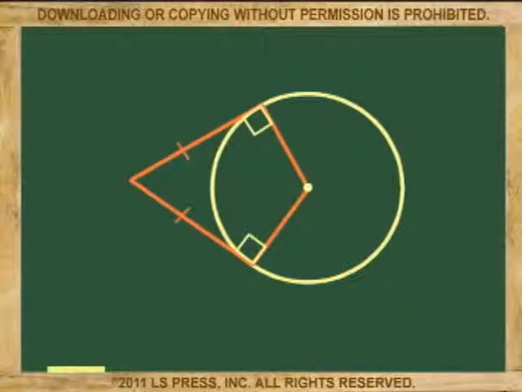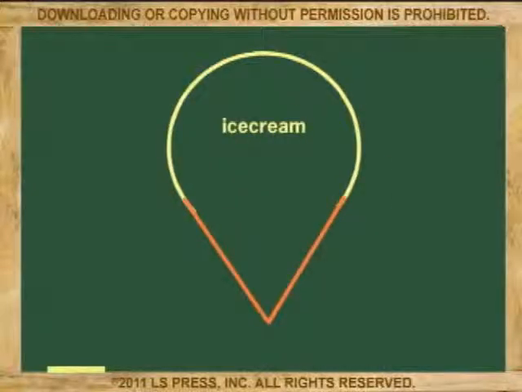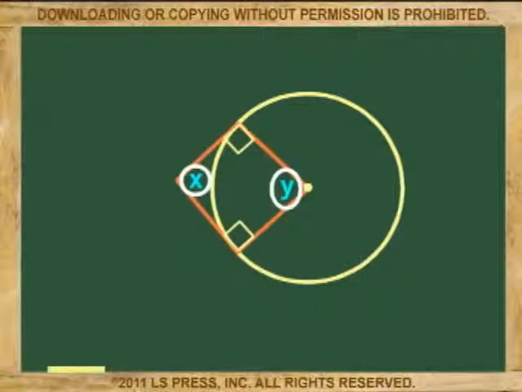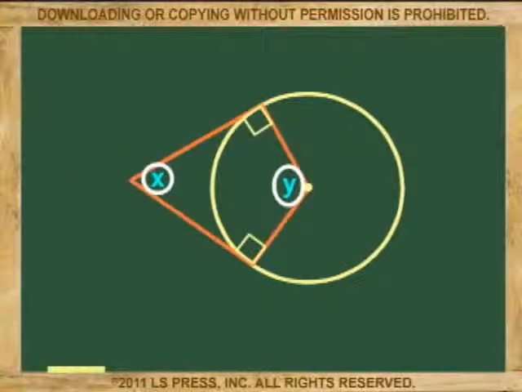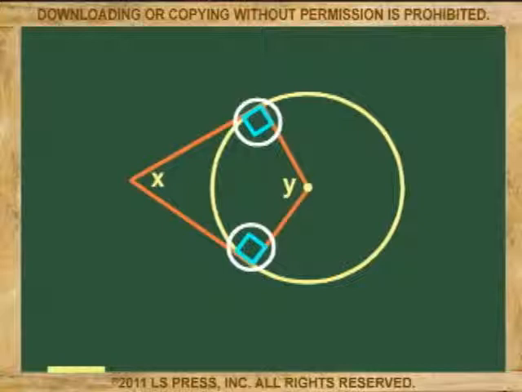Imagine an ice cream cone with a perfectly round bowl of ice cream. The edges of the cone are the tangent segments that start at the bottom of the cone. These angles change according to the length of the tangents, but these angles at the point of tangency are always 90-degree angles.